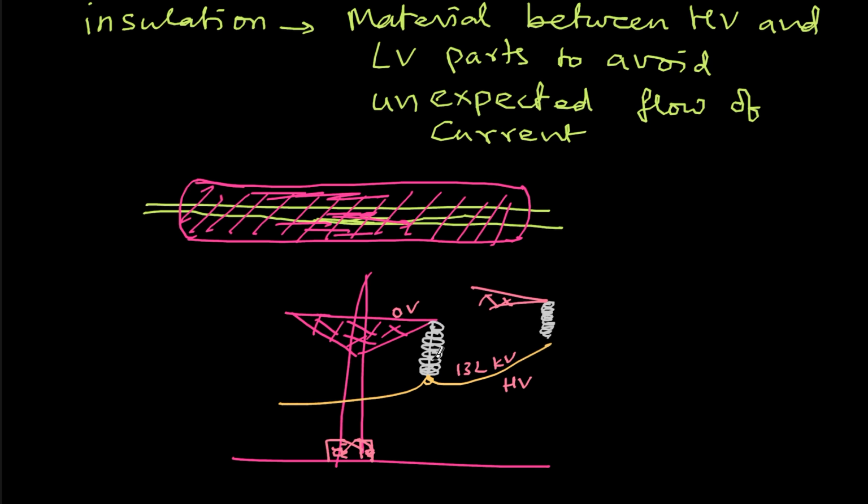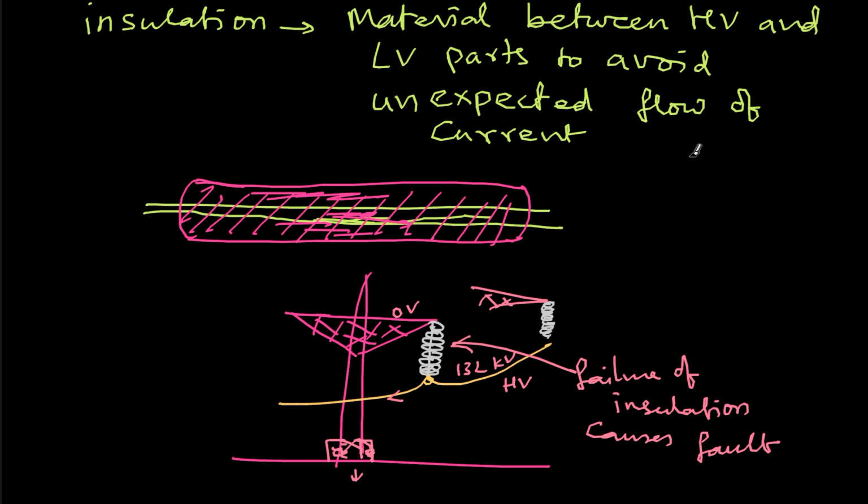Now, due to some reason, there is some breakage or some kind of problem with this insulator. If there is a short circuit, the current normally has to flow in this direction to the next city or whatever. But suddenly the current will take a diversion, and then through the tower, the current flows into the ground, where it is a short circuit. So this is what we call a fault. So whenever a fault occurs, this is failure of insulation causes fault.